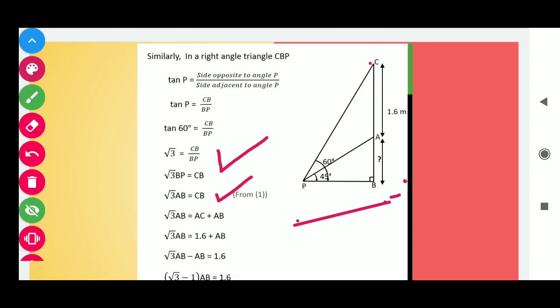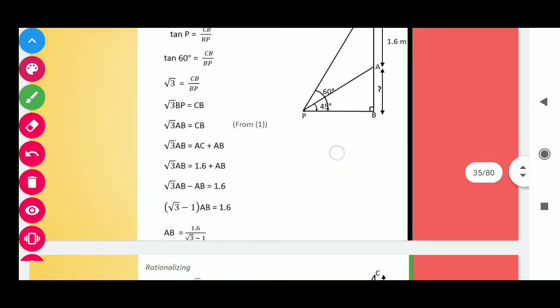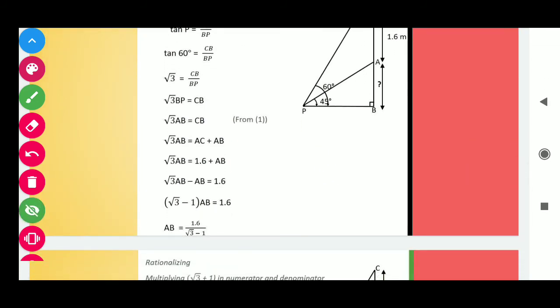This is from first. Okay students, now students, हमें find करना है AB को. आप देख सकते हैं value of √3 AB. CB को हम कैसे लिख सकते हैं, CB is complete this line. CB को हम लिख सकते हैं CA plus AB. So we write down CB as CA plus AB, and AC is what? AC is 1.6 meter. So students, in this way we get √3 AB minus AB is equal to 1.6, and take common AB. In this way we get AB is equal to 1.6 over (√3 minus 1).